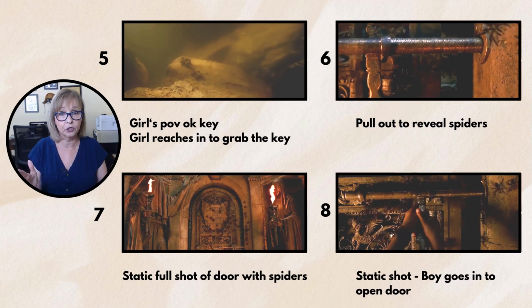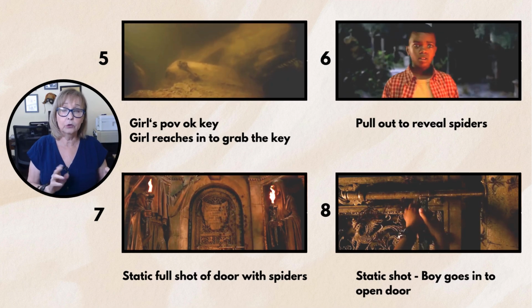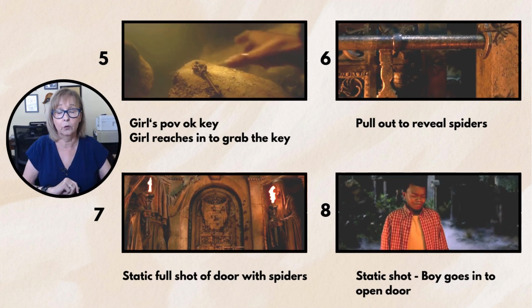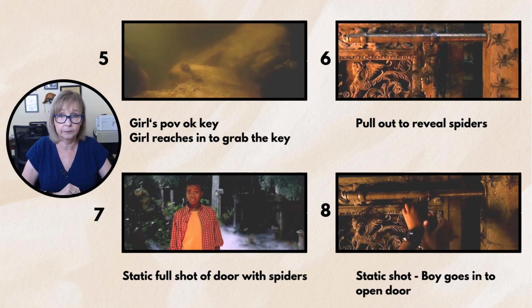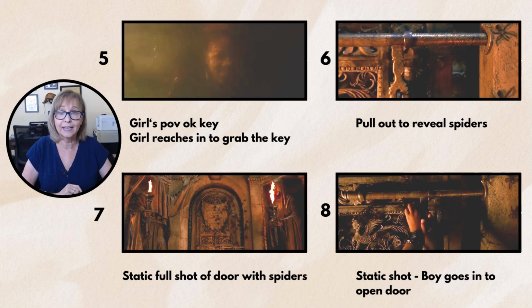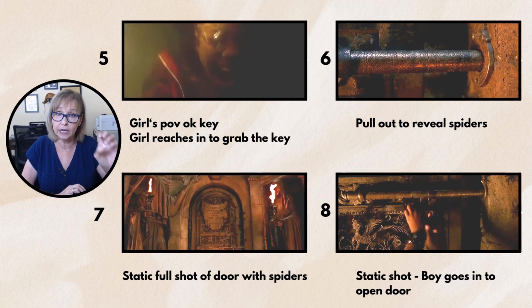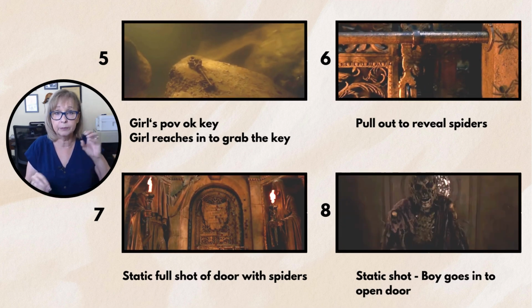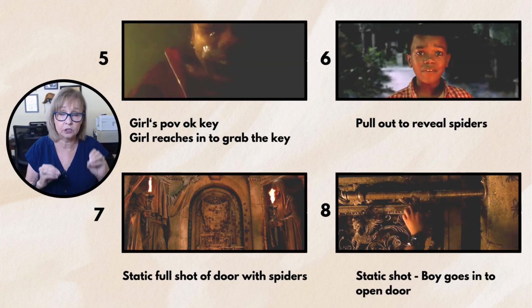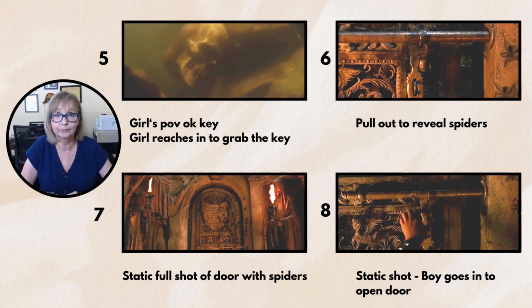So that's another shot. And then number 8 is where the boy goes in to open the door with the spiders. Okay, so again, that shot might have looked like it's all one shot, but you've got to make sure that there are different story points for each one of those shots to make sure that they get. All right, so let's look at the last 2.